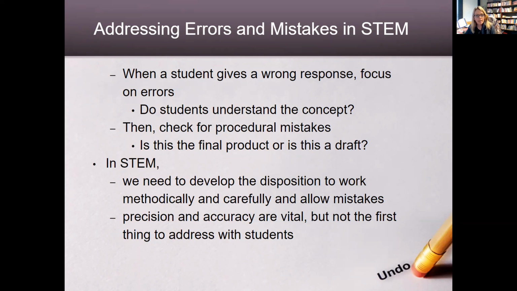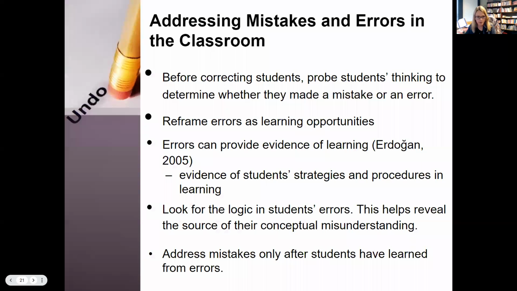So in STEM, we need to develop the disposition to work methodically and carefully and allow mistakes. And what we mean here is on the part of educators, but also on the part of students. Students do need to learn the disposition of working carefully. That's part of being able to be competent in STEM. And that precision and accuracy are vital, but we would argue they're not the first thing to address with students. They're not the primary importance.